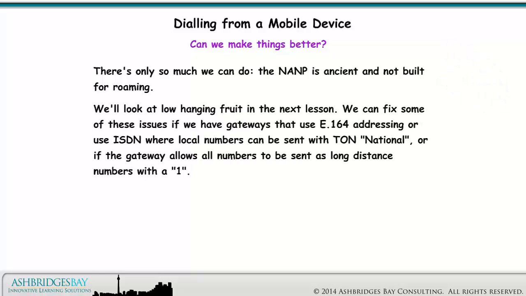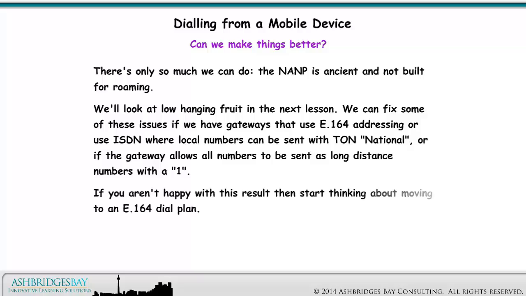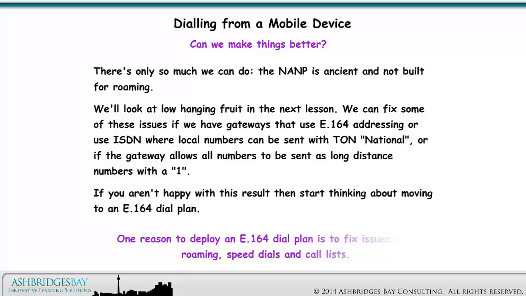We can fix some of these issues if we have gateways that use E.164 addressing, or use ISDN where local numbers can be sent with type of number national, or if the gateway allows all numbers to be sent as long-distance numbers with a 1. If you aren't happy with this result, then start thinking about moving to an E.164 dial plan. One reason to deploy an E.164 dial plan is to fix issues with roaming, speed dials, and call lists.